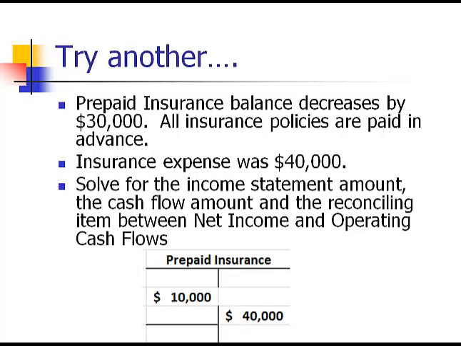What if the prepaid insurance balance went down by 30,000 and they tell us the expense was 40,000? So what expired and was charged to insurance expense was 40,000. The balance from beginning to end dropped by 30,000. The only way that can happen is if there was a payment of 10. So now there would be a reconciling item of 30,000, the difference between the two, because what reduced net income was the 40,000, but what reduced the checking account was the check that you wrote for 10,000. So you would add back $30,000 when you move from net income to operating cash flow.